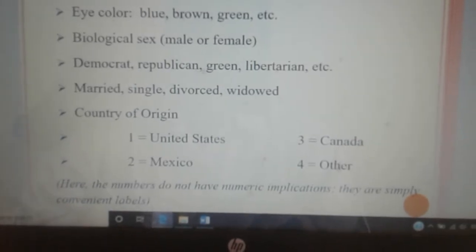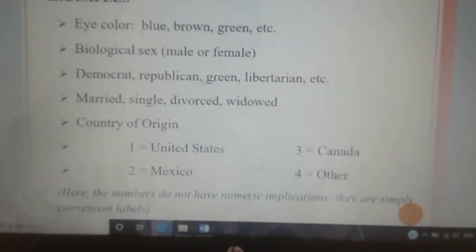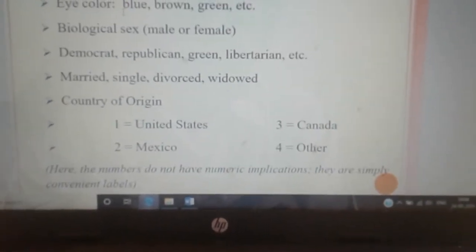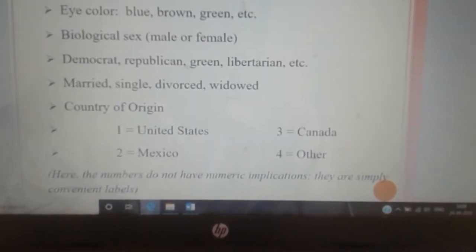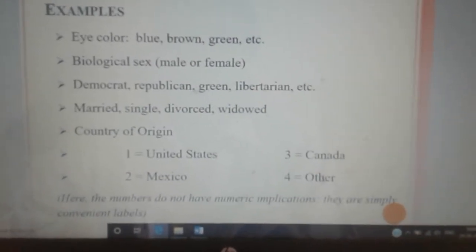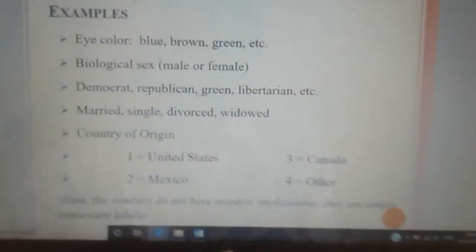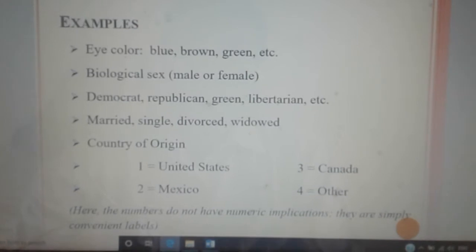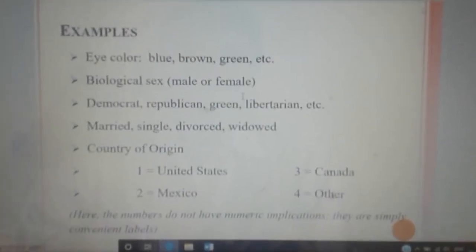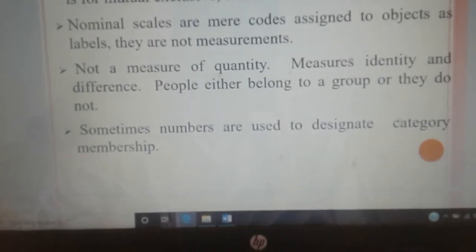Here, the eye color is blue, brown, green. So different categories are there in the color of the eye. When you ask the respondent about their eye color, the response may be blue, brown, or green. If you can categorize these responses as different names, this will be called a nominal scale. Blue is category 1, brown is category 2, and green is category 3. That is what it means basically.